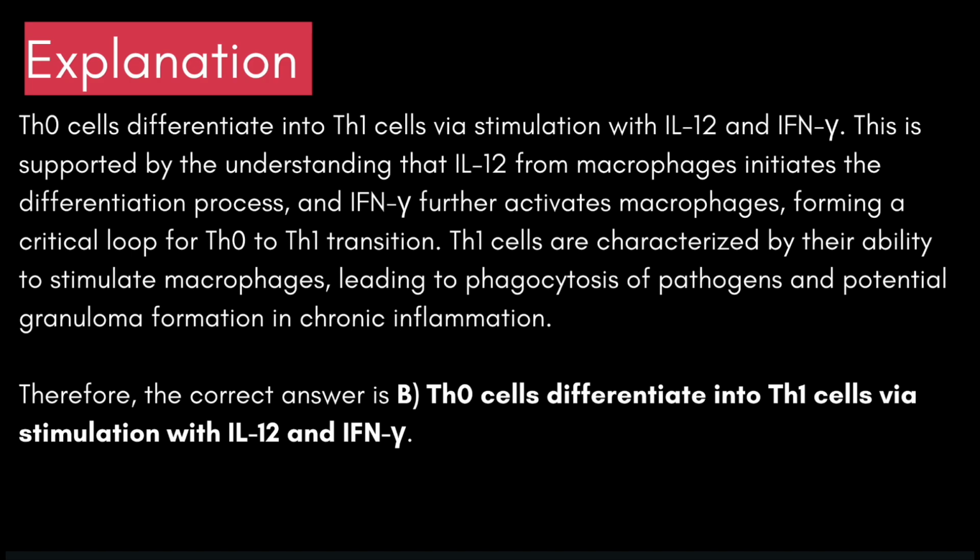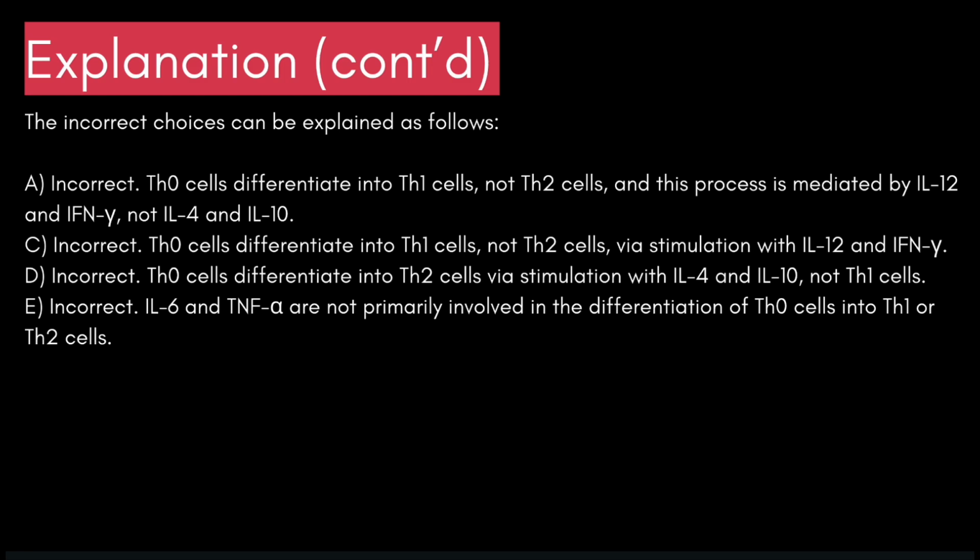Let's go ahead and see why the other answer choices are incorrect. Incorrect answer choices can be explained as follows. Th0 cells differentiate into Th1 cells, not Th2 cells, and this process is mediated by IL-12 and interferon gamma, not IL-4 and IL-10. C. Th0 cells differentiate into Th1 cells, not Th2 cells, via stimulation with IL-12 and interferon gamma. Th0 cells differentiate into Th2 cells via stimulation with IL-4 and IL-10, not Th1 cells. IL-6 and TNF-alpha are not primarily involved in the differentiation of Th0 cells into Th1 or Th2 cells. Let's go ahead and move on to the next question.